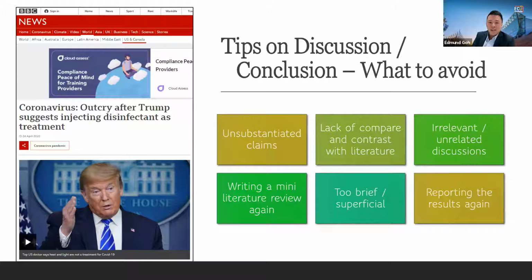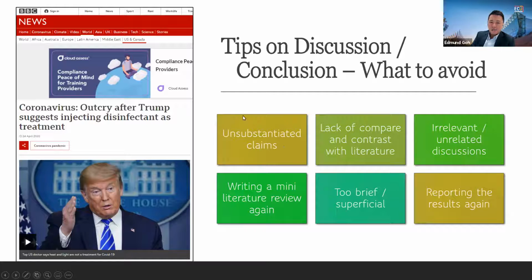But the conclusion is, to me, the essence of the paper. You bring in what you have done in the different sections, the results, the lit review, everything, and you bring it together and say, all right, what have you really found? To me, it's like your closing statement that you really want to be remembered by. So, what to avoid?